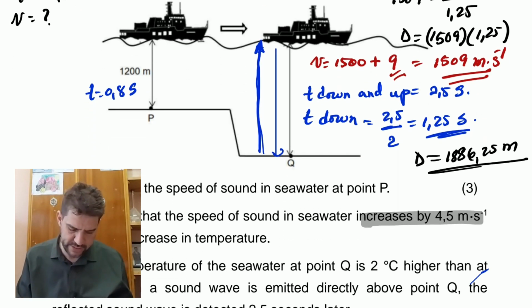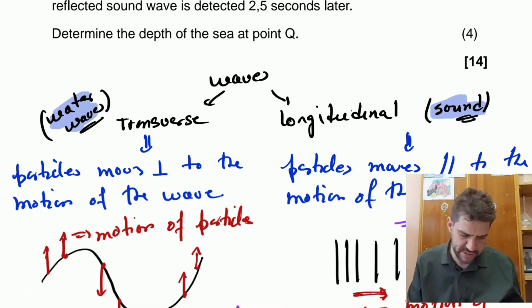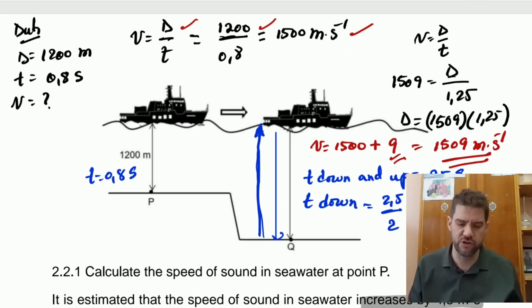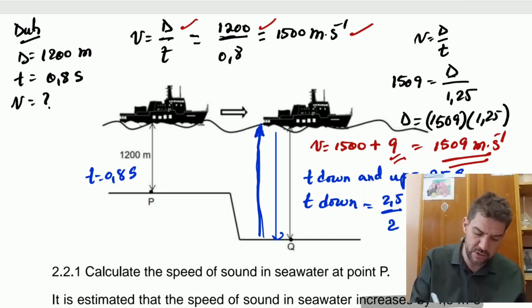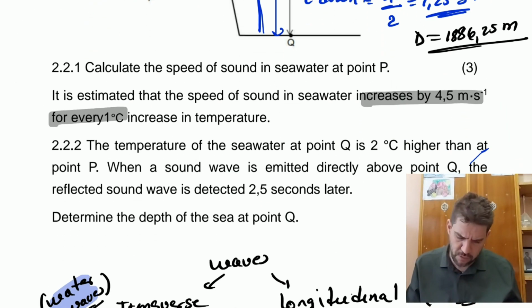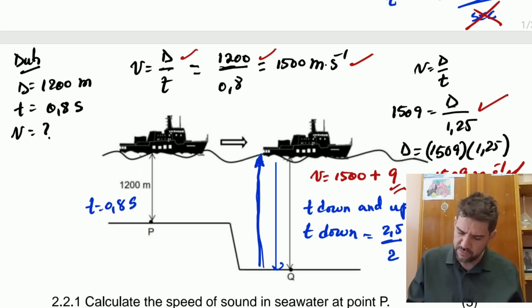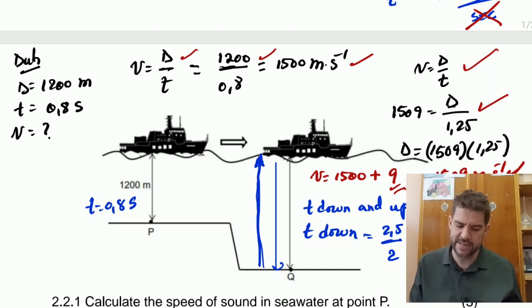This question is fully done, if I'm not mistaken. Determine the depth. So we are done. 14 marks for this question. It's a lot of marks, guys. Marking wise is the same story. You get 4 marks. One of them is by calculating the speed here, one for the formula and substitution, and one for the final answer. Quite simple, guys. I hope it helped.